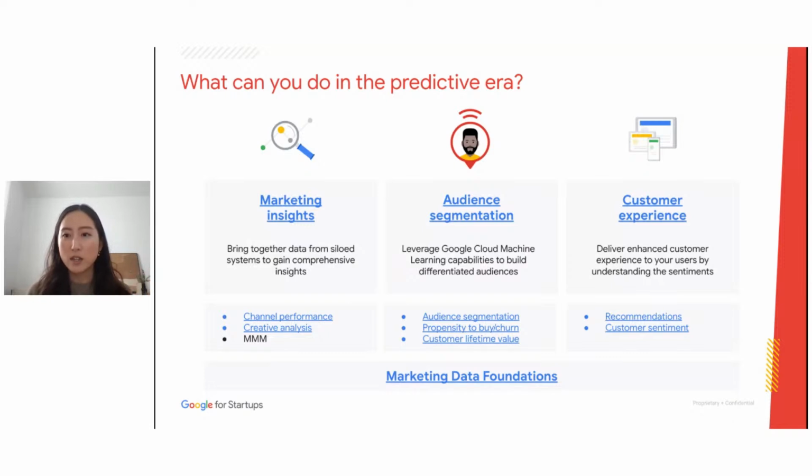The second one is audience segmentation. Audience segmentation is about leveraging Google Cloud machine learning capabilities in order to build differentiated audiences and activating them in your advertising channels.